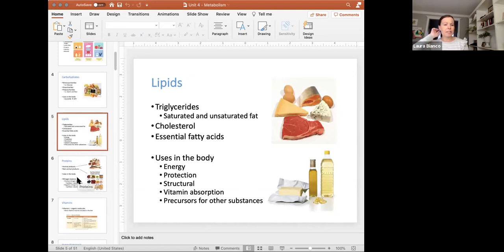Okay, after carbohydrates are lipids, and they can also be used as an energy source, but carbohydrates will always be used first if they are available, and then your body would start to use fats for energy. Lipids also have other uses in the body. They can aid in vitamin absorption. They help with protecting your major organs. You have pads of adipose tissue that surround major organs just really for physical protection.